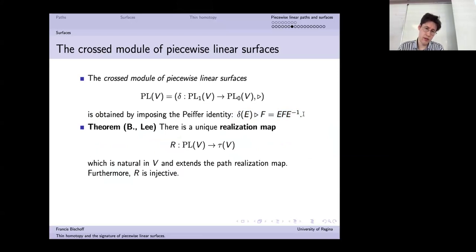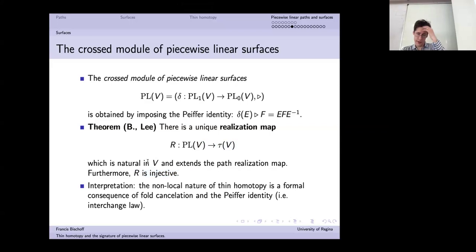So here's a result: there's a unique realization map from this algebraic construction to the smooth cross module of smooth surfaces, which is natural in V and extends the path realization map. And this homomorphism is injective. So it really realizes this algebraic construction as a sub cross module of this surface cross module.